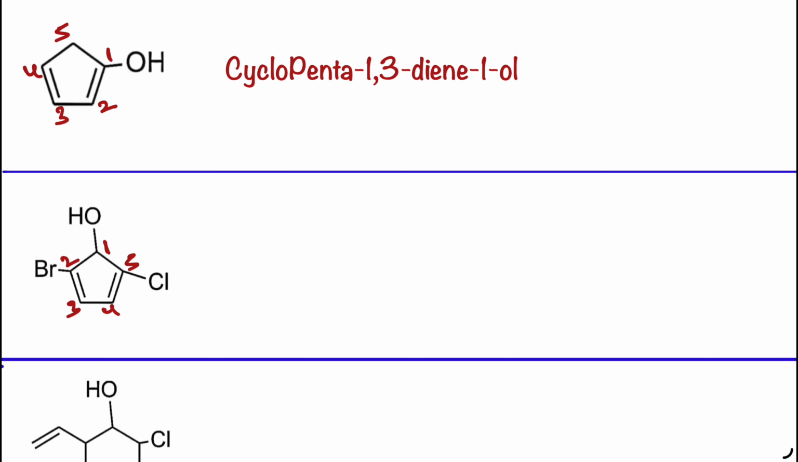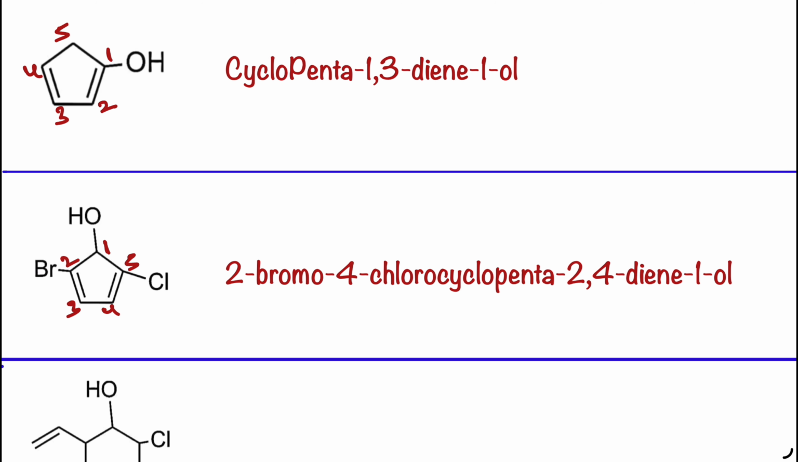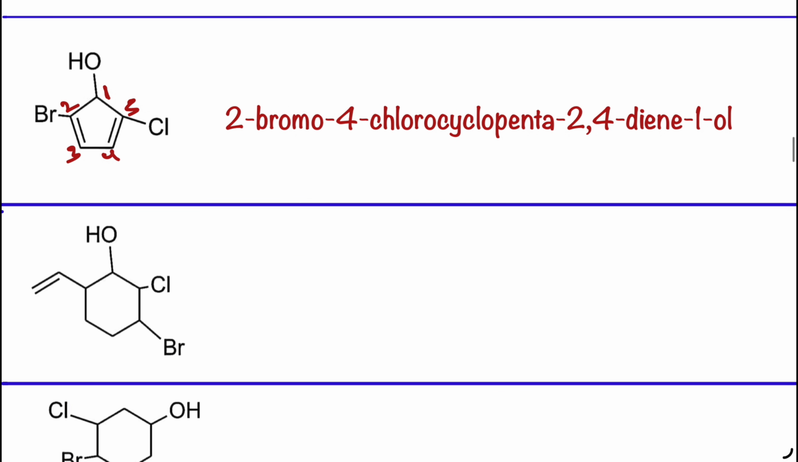Now let us see the various parts, and the alphabetical order naming also. 2-bromo, 5-chloro, cyclopenta-2,4-diene-1-ol. So 2-bromo, 4-chloro, cyclopenta-2,4-diene-1-ol. Understand it properly. In the next example, we have alcohol, chlorine, bromine.